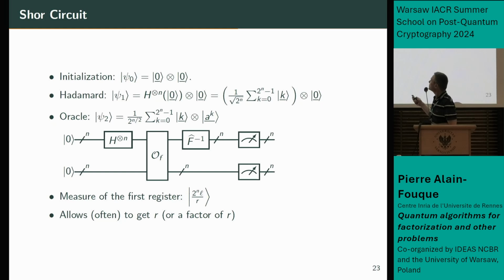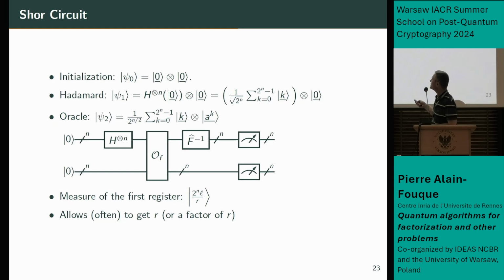So now the only difference is that here I have the inverse Fourier transform. It is kind of the same thing that we do at the end of the Deutsch-Jozsa algorithm. We apply, in fact, the Hadamard transform there. Here, in fact, we apply the inverse Fourier transform.